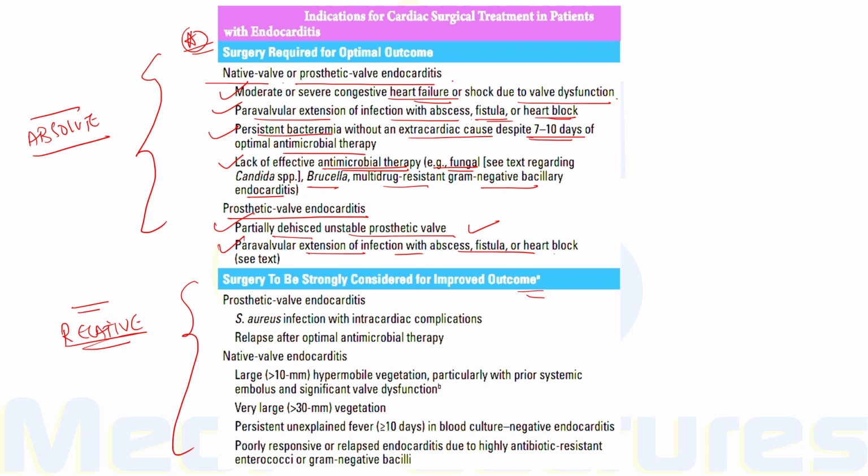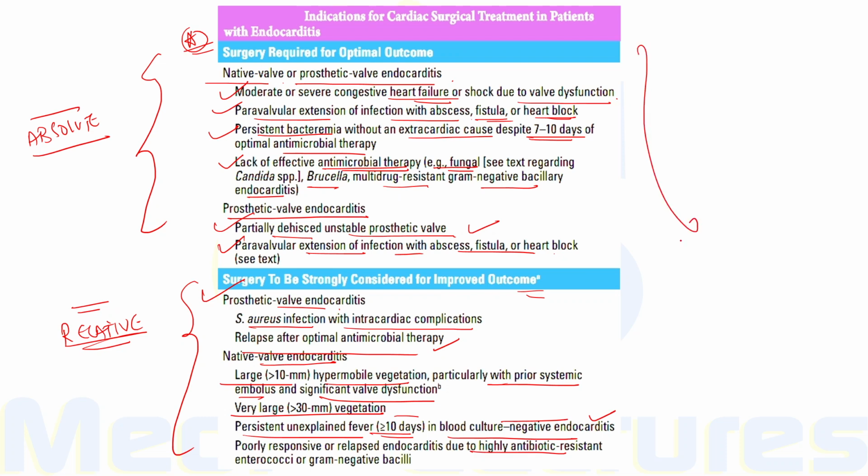of surgery. Now, relative indications for prosthetic valve endocarditis include Staph aureus infection with intracardiac complications and relapse after optimal antimicrobial therapy. For native valve endocarditis, large vegetations which are hypermobile, particularly with prior systemic embolus, significant valve dysfunction, very large vegetation more than 30 mm, persistent unexplained fever more than 10 days in blood culture negative endocarditis, and poorly responsive or relapsed endocarditis due to high antibiotic resistant enterococcus or gram negative bacilli. So these are the various indications of cardiac surgery and they should be remembered by heart.